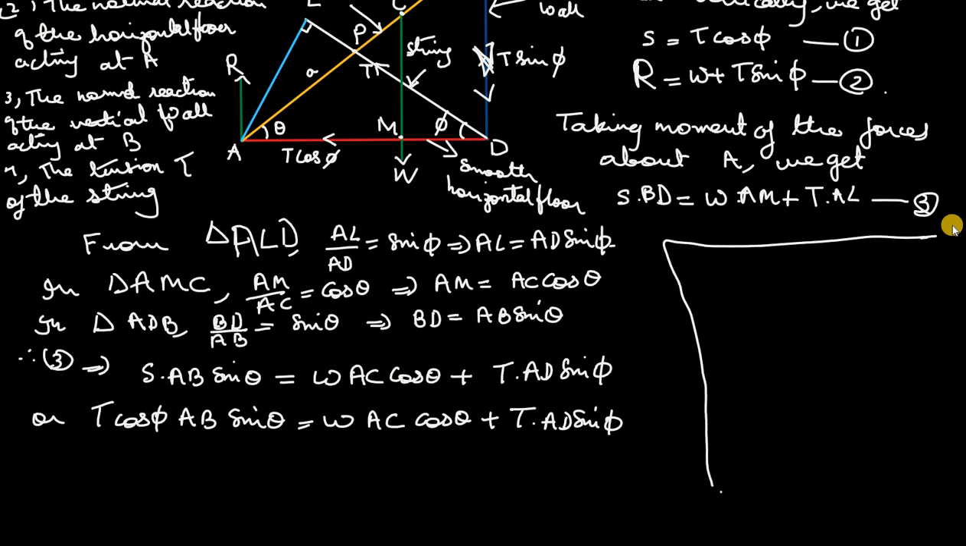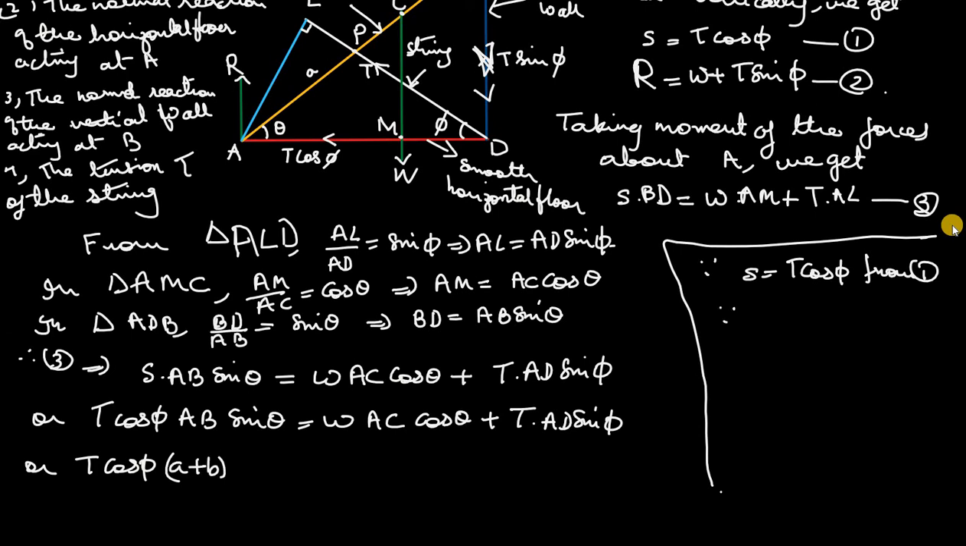The rough part here: since S is equal to T cos phi from equation 1. Now our T here into cos phi, but what is AB, the length of the rod? It is A plus B, because C divides this beam AB into two portions, that is A and B. So therefore A plus B is the length of the rod.